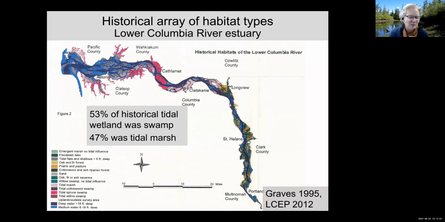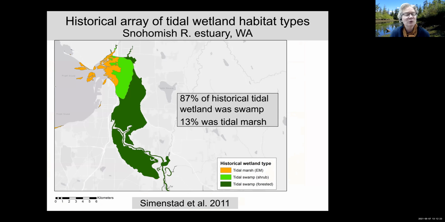Here's some data coming from Graves in 1995 and analyzed within the Lower Columbia Estuary Partnership's Restoration Plan in 2012. 53% of the historical tidal wetland area in the whole Columbia Estuary was swamp, either shrub or forested, and again, that was mostly forested. 47% was tidal marsh. And it's true up in the Puget Sound area as well, and actually for the Pacific Northwest as a whole.